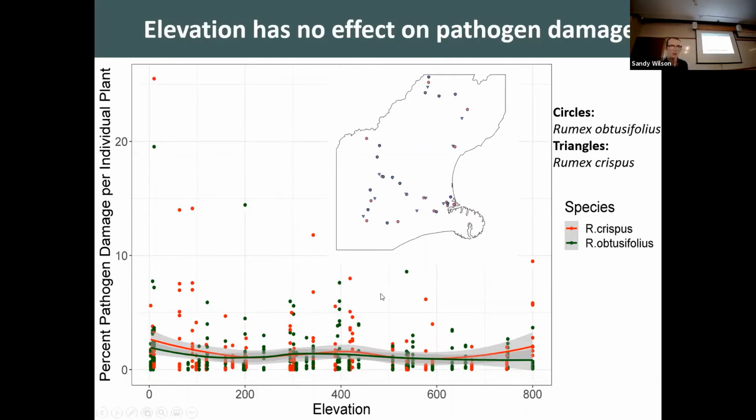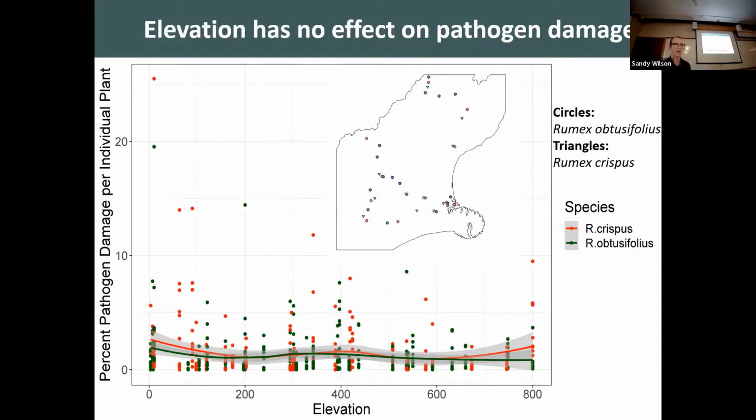I sampled through Arthur's Pass on this transect here, Lewis Pass, up towards Lake Coleridge, and throughout Christchurch and the Port Hills. At each site, I sampled 10 plants per transect, and on each plant, I estimated the percent pathogen damage on 6 of the leaves using a transparent grid.